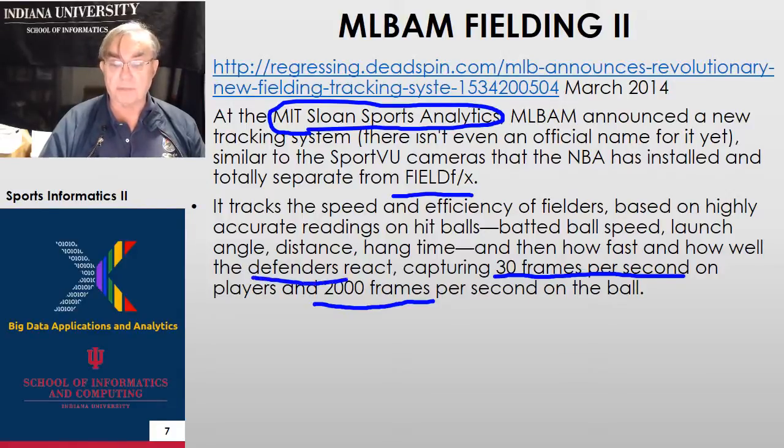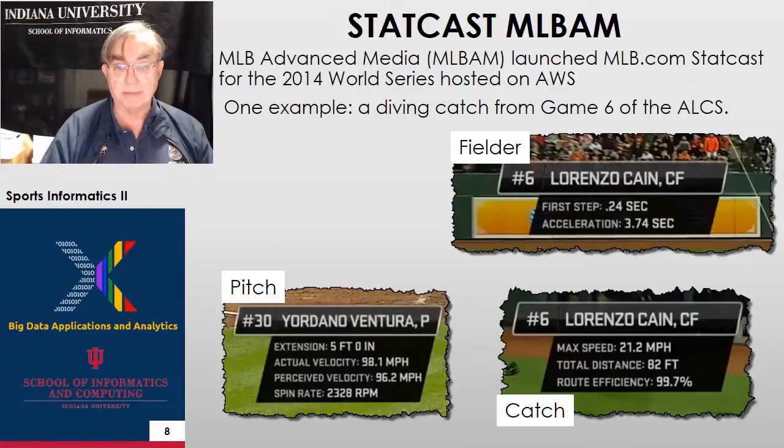And we saw information on how fast they react. And this is the type of thing that shows broadly how Advanced Media does not just the fielding, but pitching and catching. Well, catching is of course part of fielding. But here we have the pitcher. He's a 98.1 mile per hour throw. Interesting information about the spin rate. Pretty fast.